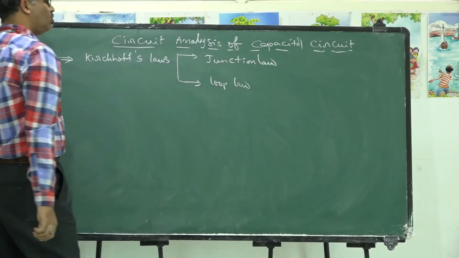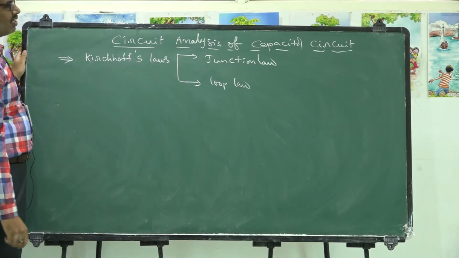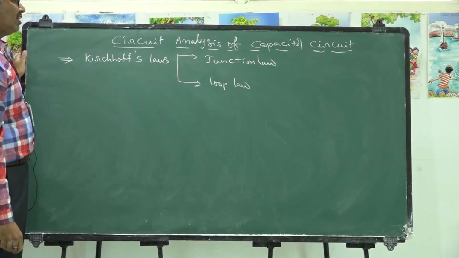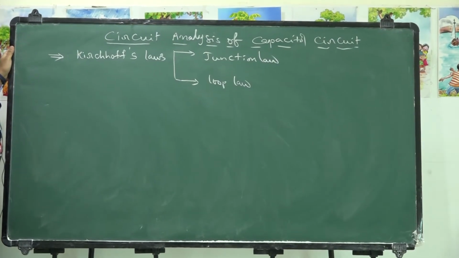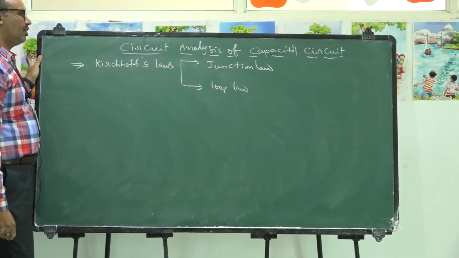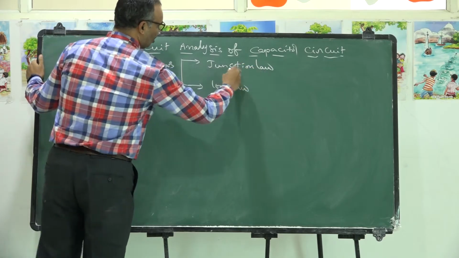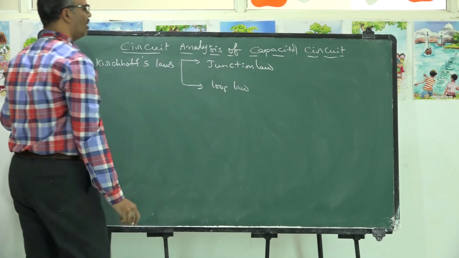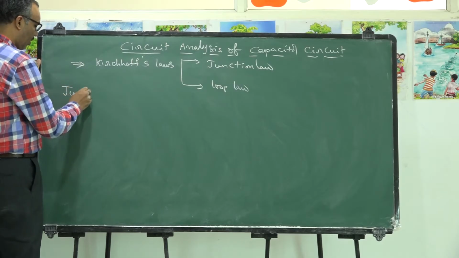With the help of these two laws, any complicated circuit consisting of capacitor, resistor, batteries can be analyzed, and whatever parameters we require, we can retrieve from the calculation. Today let us understand Kirchhoff laws. Among them, the first law is called junction law. So first of all, let us understand junction law.